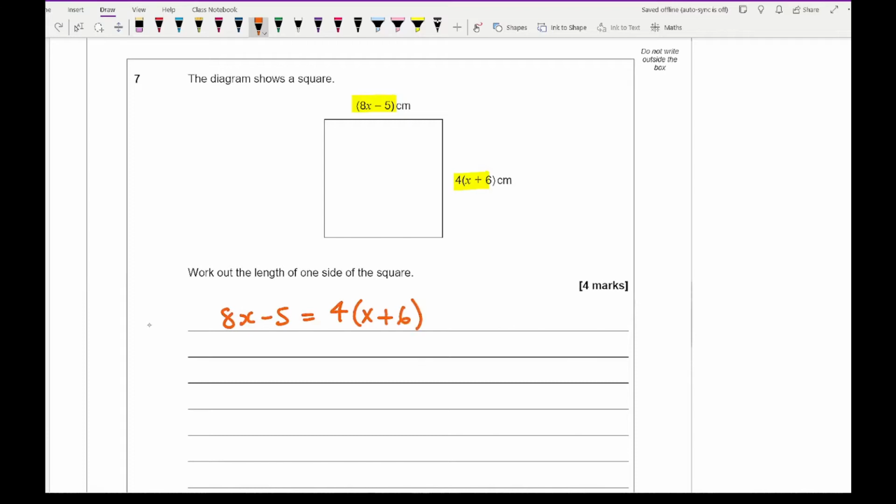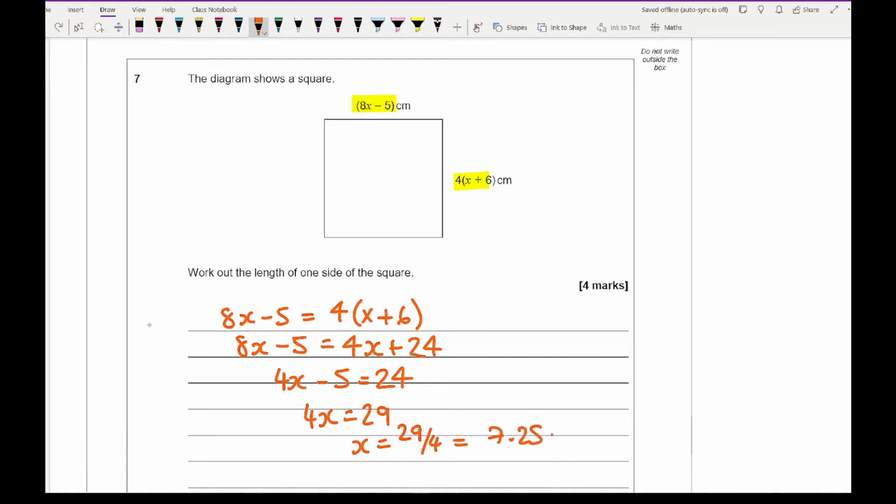Now I need to solve this to try and find the value of x, so I expand the brackets, in which I get 4x plus 24. Take the 4x over to the other side, we'll take away 4x from both sides, and then take the 5 over, so I end up with 4x equals 29. So x equals 29 over 4, which gives me 7.25. Now I've not quite finished the question, because the question is not asking me to find x, it's asking me to find the length of one side of the square. So if I take the easier expression, I'm going to take 8x minus 5.